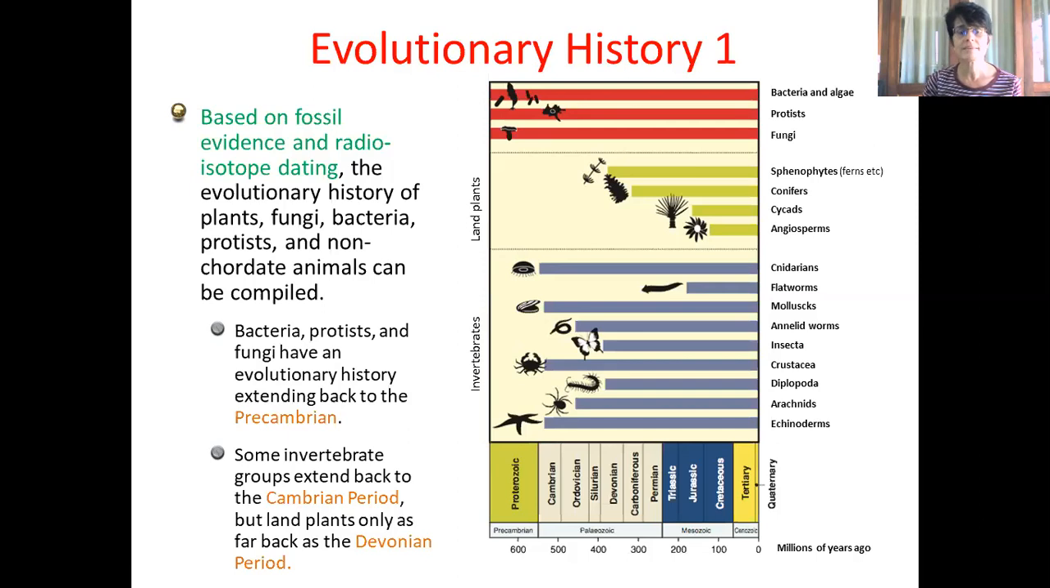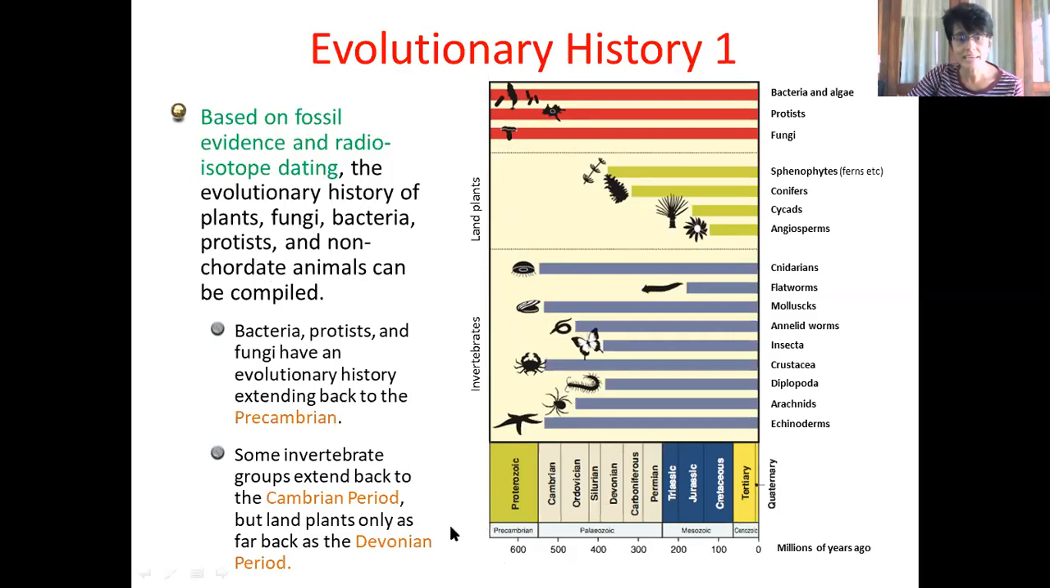So there is an incomplete fossil record, and as more and more fossils are found, we find out more information about early life on Earth. If we look here, we can more or less see which organisms have been around for the longest time. Bacteria, algae, protists like amoeba, paramecium, euglena, and all the fungi have been around much longer than the land plants and the invertebrates.